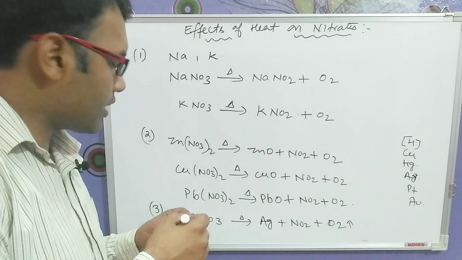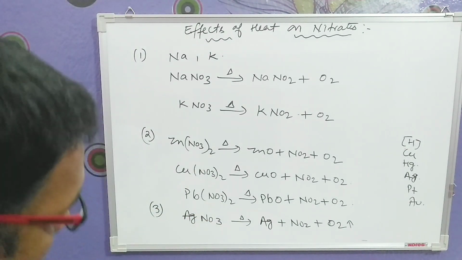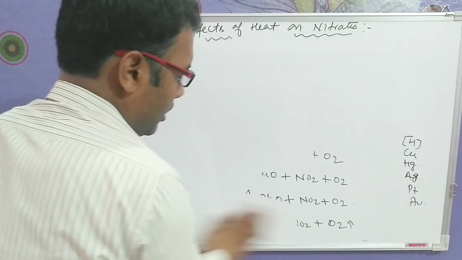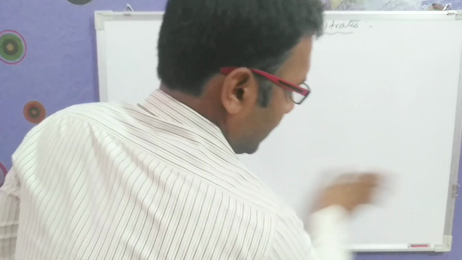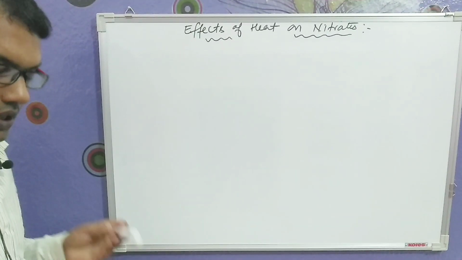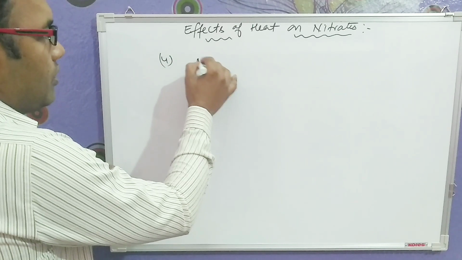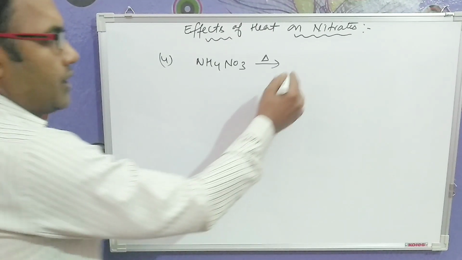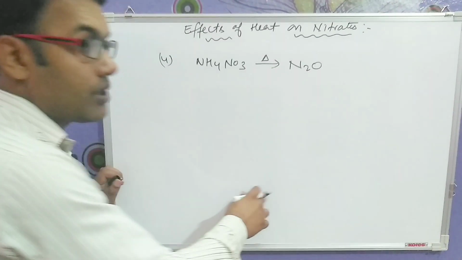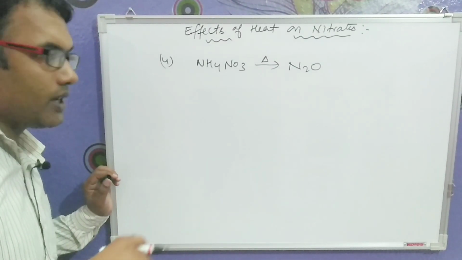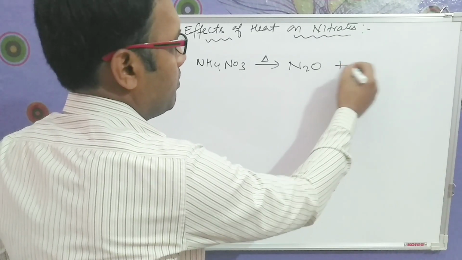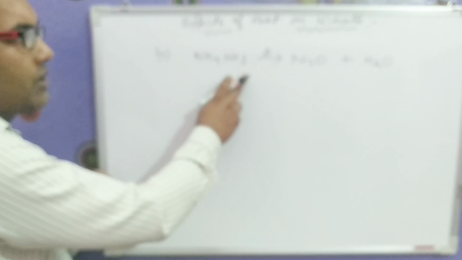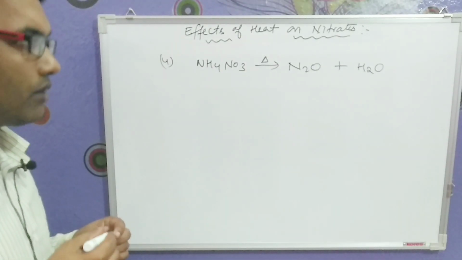The fourth reaction we will consider is ammonium nitrate. When you provide heat to ammonium nitrate, it breaks into nitrous oxide, which we all know is also called laughing gas, plus water. In this way, the decomposition reactions of nitrates take place.